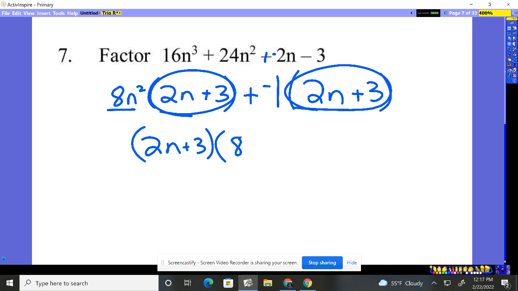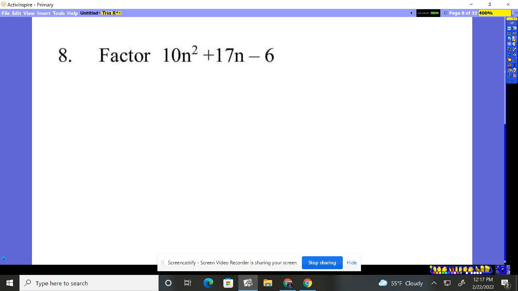Left behind with the first piece, 8n squared. And the second part, plus negative 1, or at this point, we can just write it as minus 1. That's what that factors to. Factor by grouping, and the key is you have to change this to plus a negative and then factor out a negative there every single time.